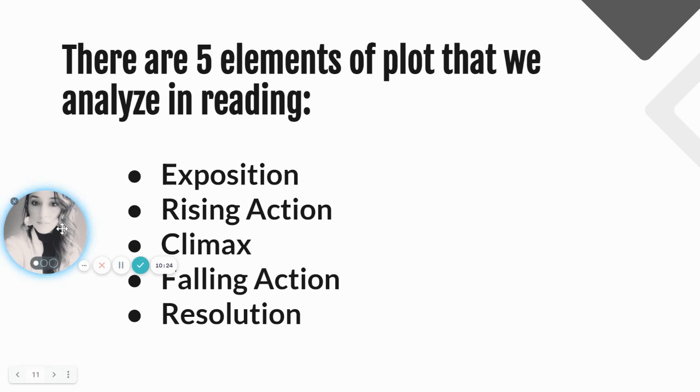All right, so now we're going to discuss the five elements of plot that we analyze in reading. These are the same things that are on the plot diagram. So we have exposition, rising action, climax, falling action, and resolution. We have five new vocabulary words that we need to jot down in our journals, and we're going to do them in order. If you want to highlight the vocabulary words and then write the definition right next to them, that would be awesome. It'll help you with your annotation skills.